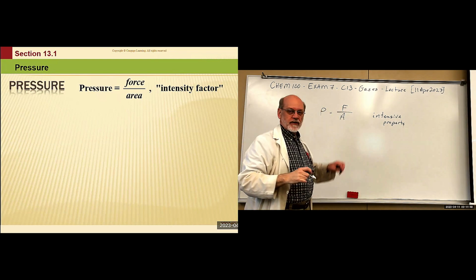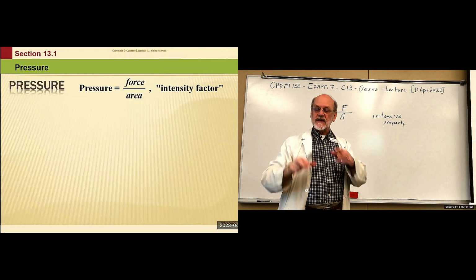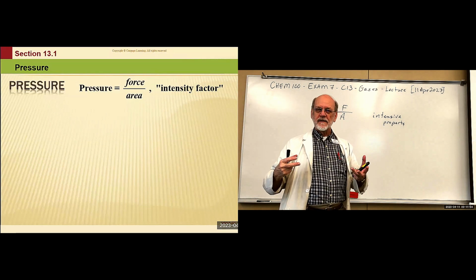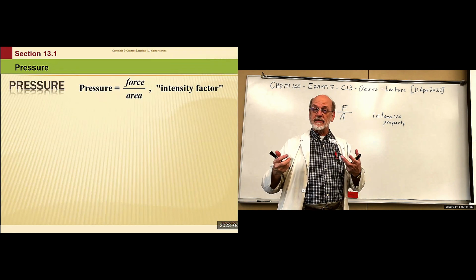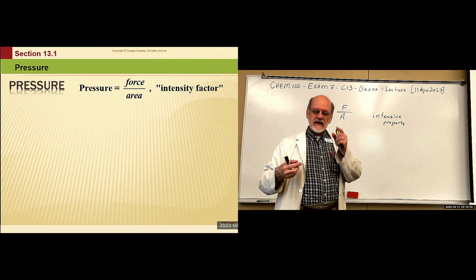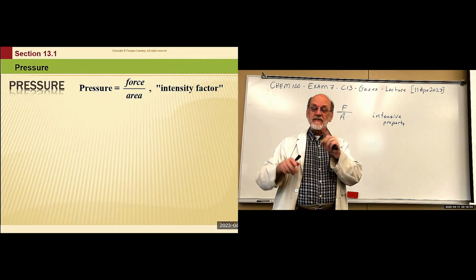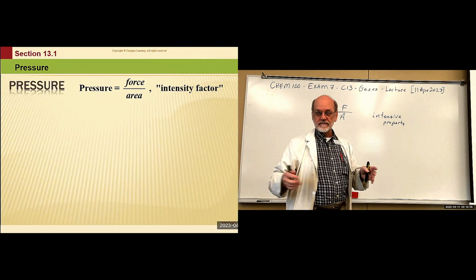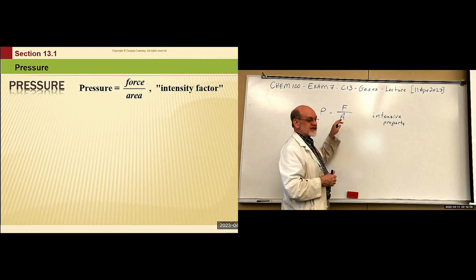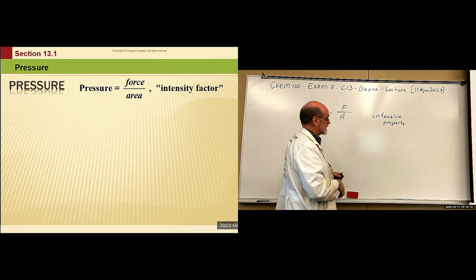It's an intensive property because it doesn't matter how much gas you have in that container. Pressure is the same no matter where you measure it, no matter how much gas you have. If you identify a value of pressure, then the amount of gas is irrelevant. It's the same no matter where you measure or how much gas you have in the container.